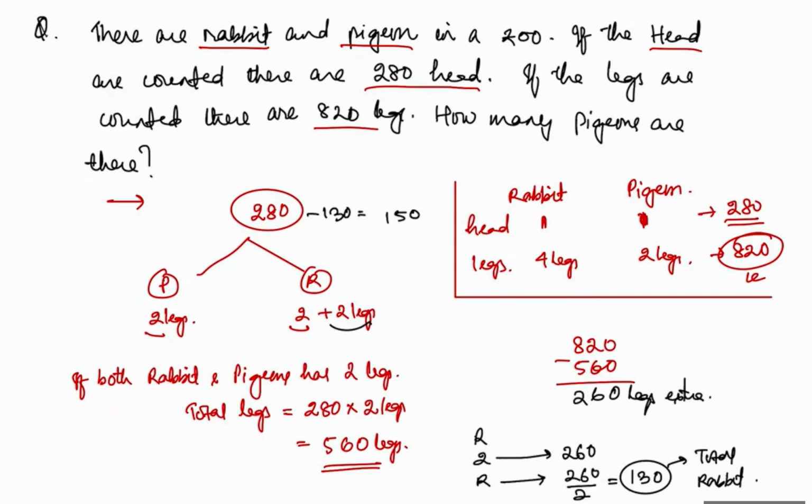So pigeons are 150 and rabbits are 130, which together make 280. This was the concept here.